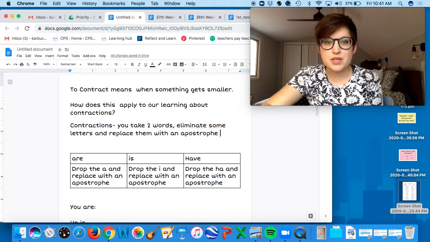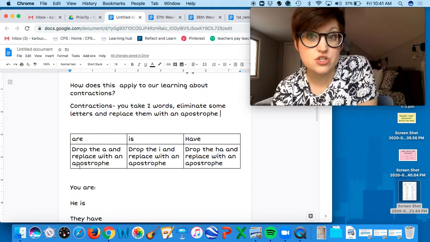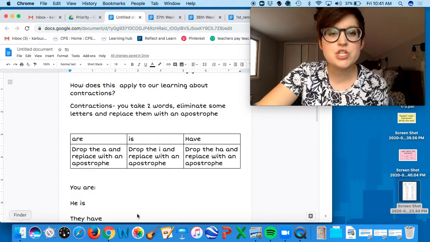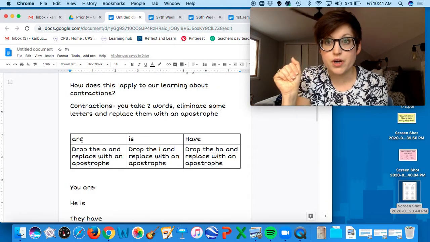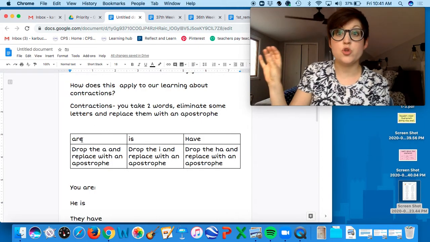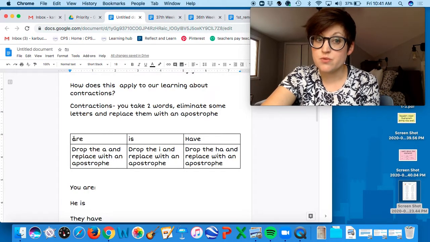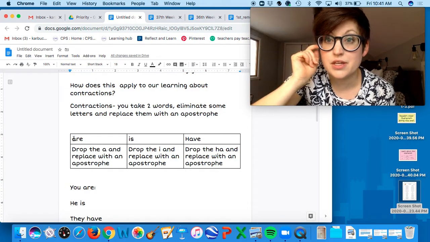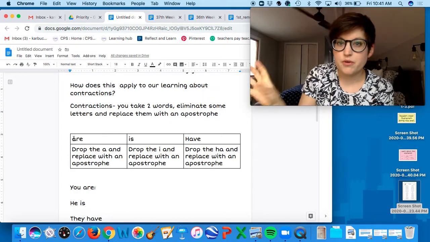So this week we are working on the contractions are, is, and have. Now these are pretty easy contractions in terms of what you need to get rid of and what you replace with an apostrophe. So I just reminded us of the rules down here. If you have two words that have a pronoun and then are, like they are, you are, all you have to do is drop the A and replace it with an apostrophe. You're done. It's not a very complicated one. That's all you have to do. And then those two words will represent the pronoun plus are.